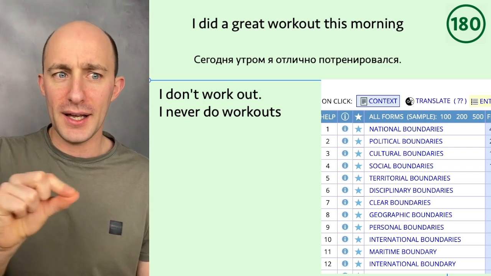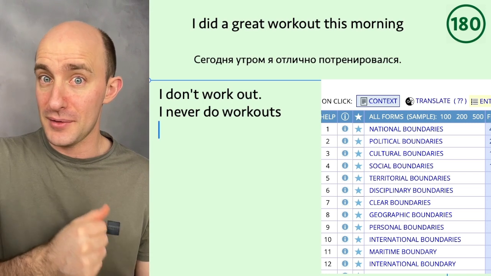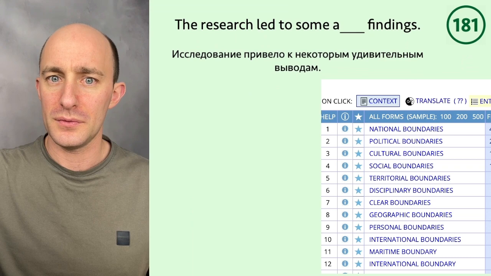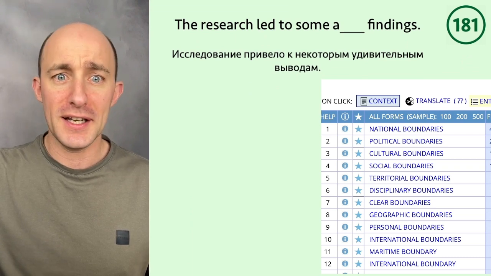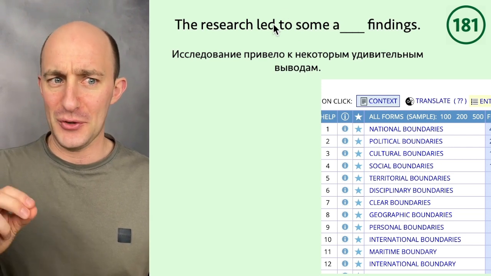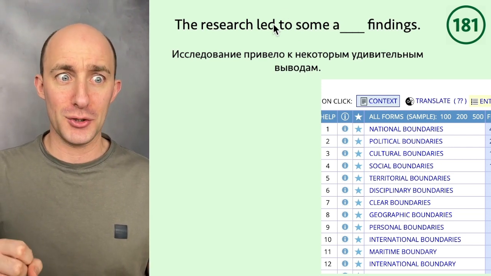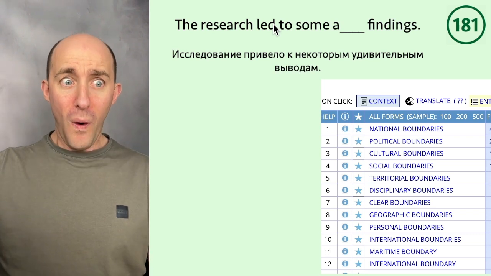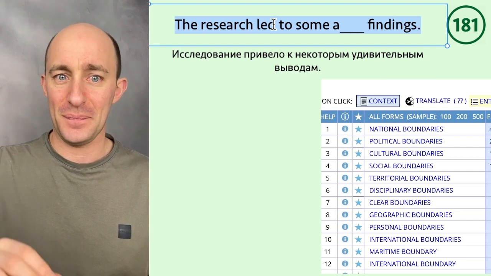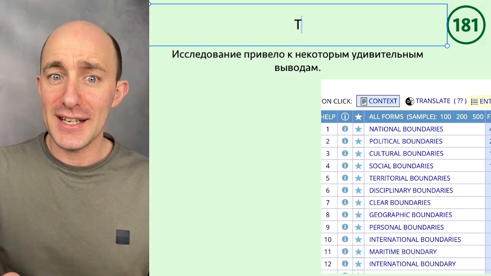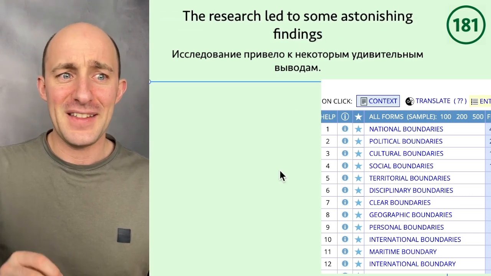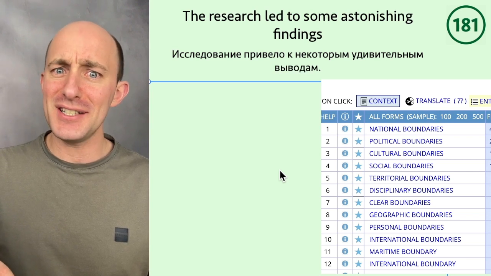So, if you like, pause the video, practice the words, or stay with me for another set of 10 words. The next set of 10, starting with 181, исследование привело к некоторым удивительным выводам. This word is not only удивительный, это прямо шокирующий. What? The word is astonishing. The research led to some astonishing findings. They were astonishing. I was astonished.